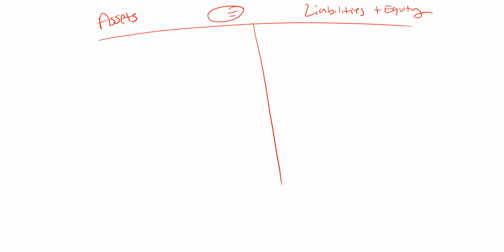So let's start with our assets. With our assets, we always start with our most liquid asset, and our most liquid asset, obviously, is cash. Can't get any more liquid than cash. To that, we add our accounts receivable. Accounts receivable are items that we have already sold on credit.